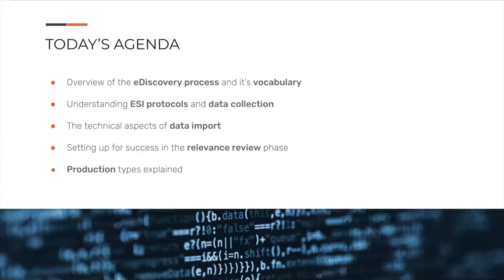But one of the most important things we'll be understanding is ESI protocols and data collection. After we discuss the collection of data, we'll talk about importing the data and technical aspects that get thrown around there. We will also go over the importance of setting yourself up for success in the relevance review phase once you have your data in your database by sharing some best practices, tips and tricks there. And we'll explain the differences in the different types of productions that you can produce in Next Point.